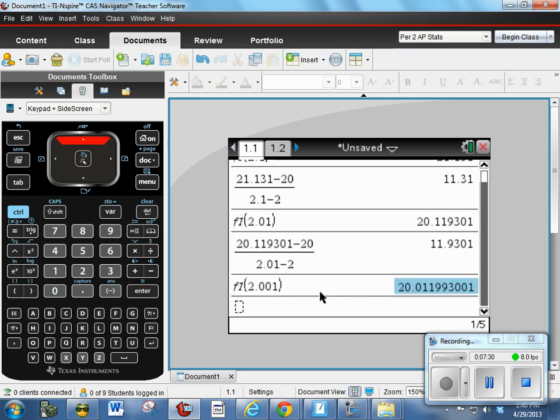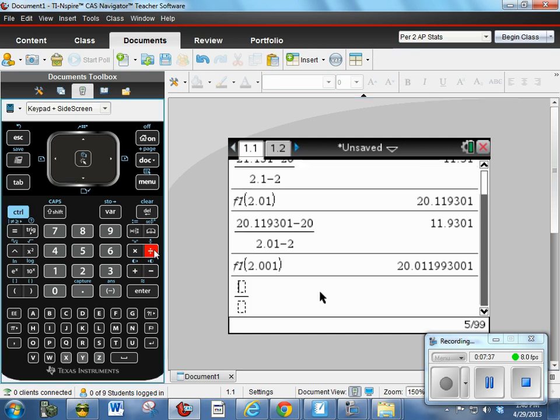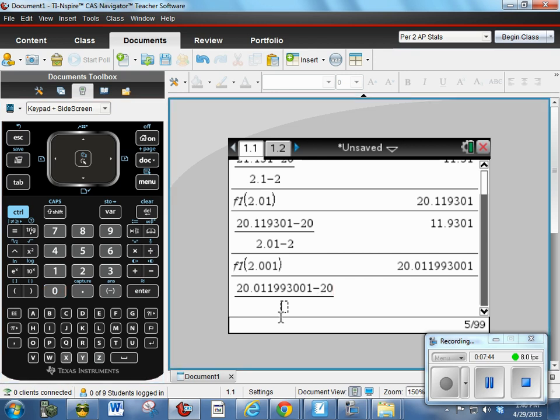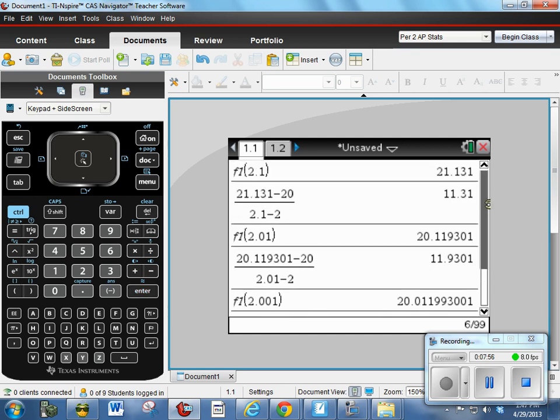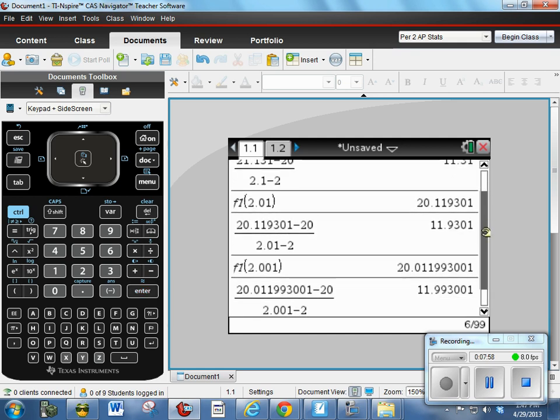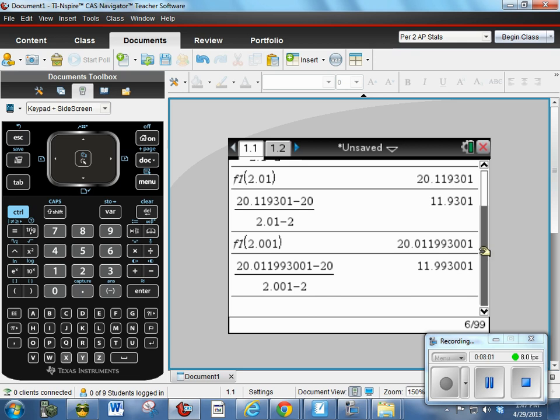Actually, I'm going to go back down here. I will do the fraction. This might be faster to do it this way. Fraction, I'll go up and grab this number, and this is minus 20 in the numerator. Then in the denominator, I'm going to have 2.001 minus 2. Okay, so notice what's happening with my slope. My slope started out as 11.31, then 11.93, now 11.993. And if I did one more time, let's just do one more time.